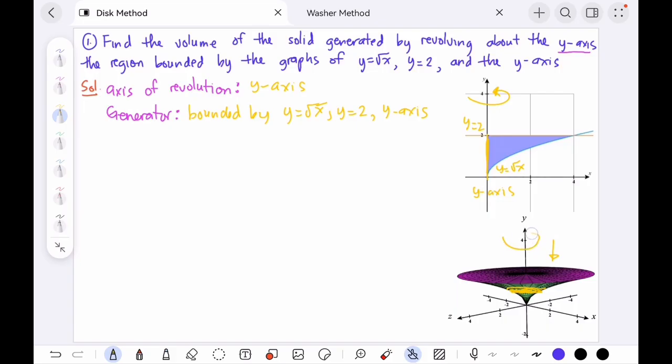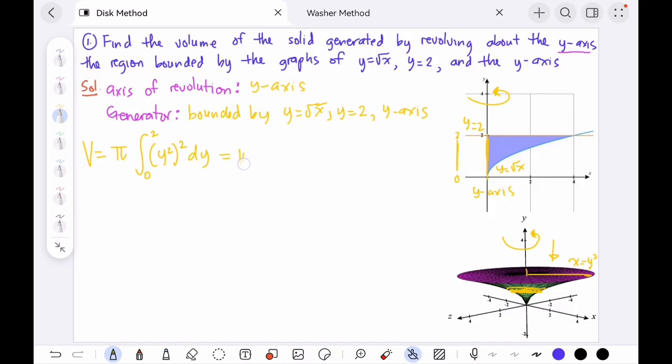Since the revolution is about the y-axis, the volume is given by pi integral of the radius. So looking at here, the radius of each slice is described by the function x equal to y squared. So we have here y squared, squared, dy, evaluated from 0 to 2.